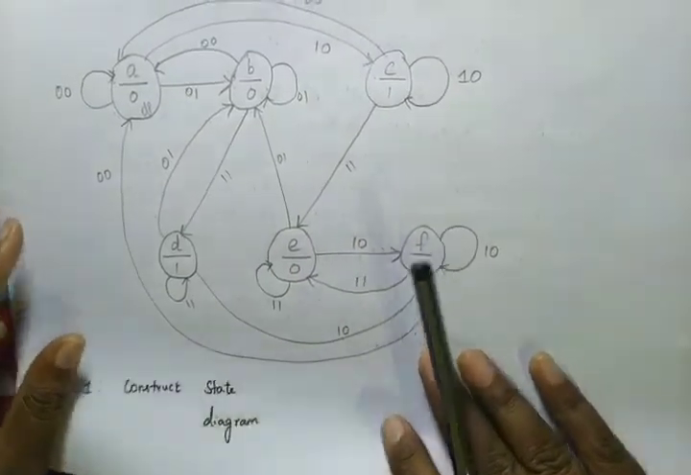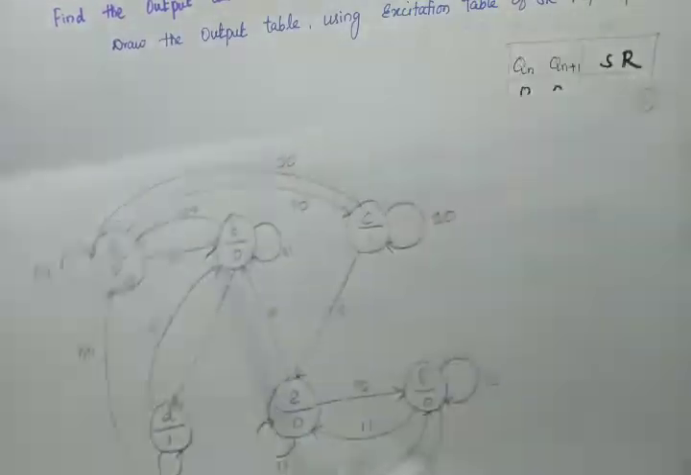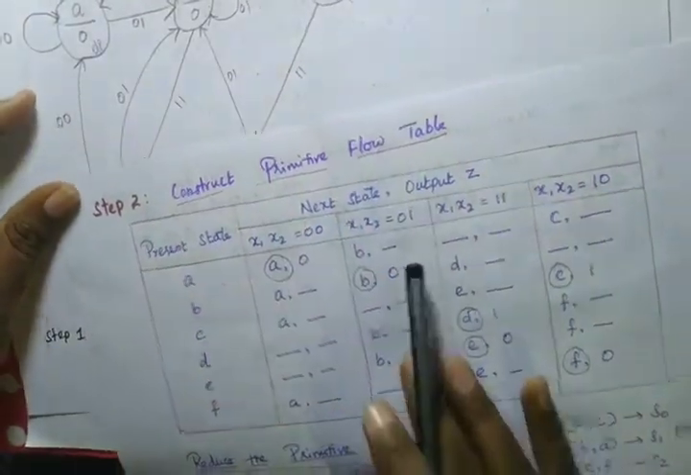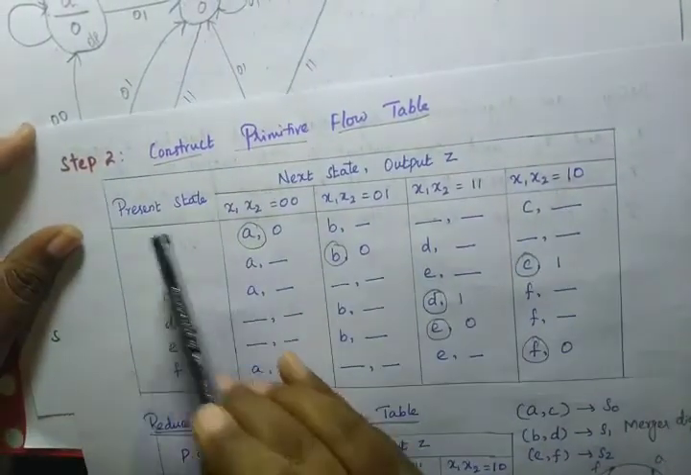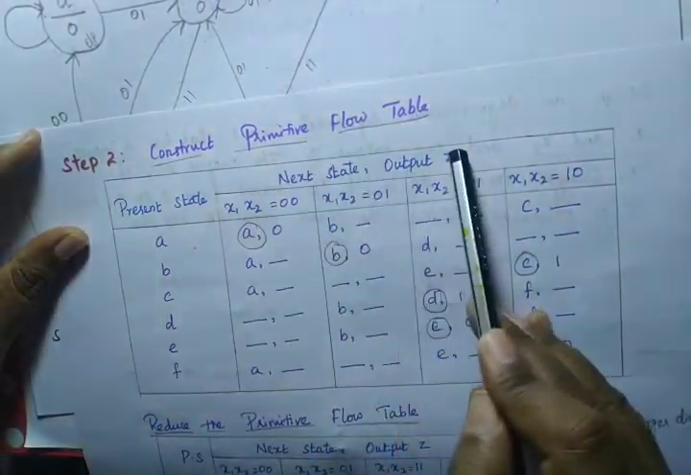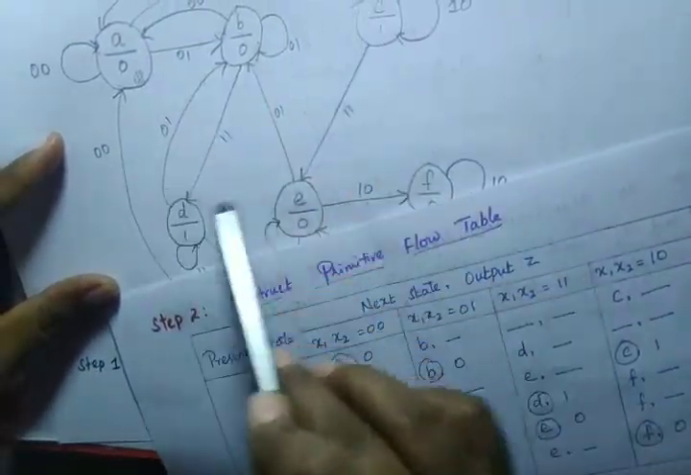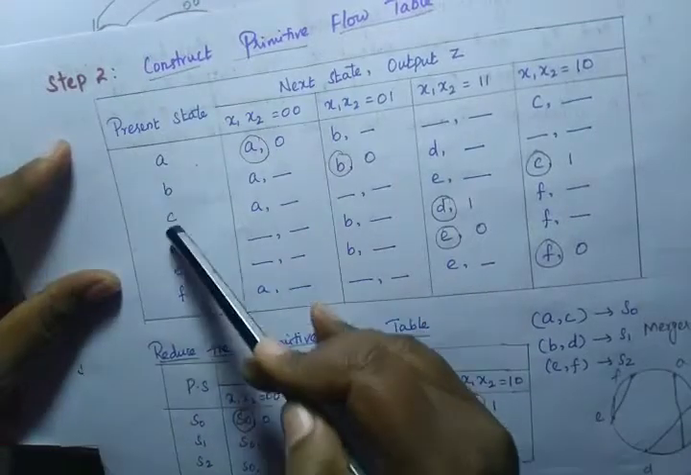After the state diagram, what we have to do is write the primitive flow table. This is our primitive flow table. So what will be there in the primitive flow table? That is present state, next state, output. So what are the present states here? A, B, C, D, E, F.